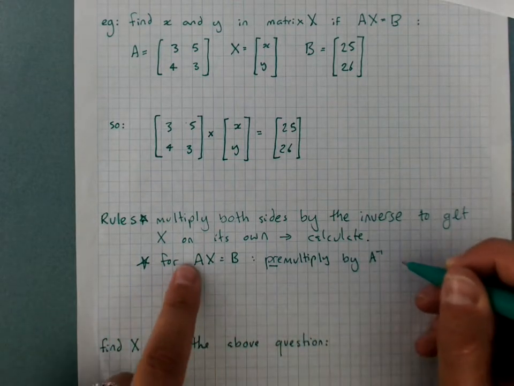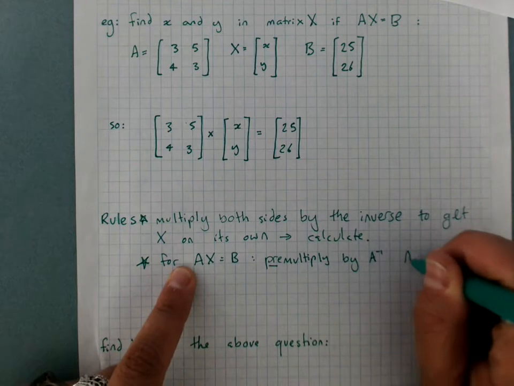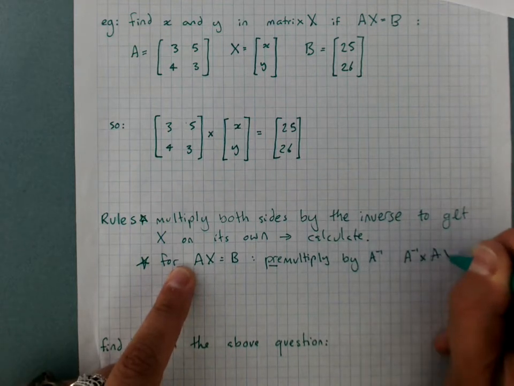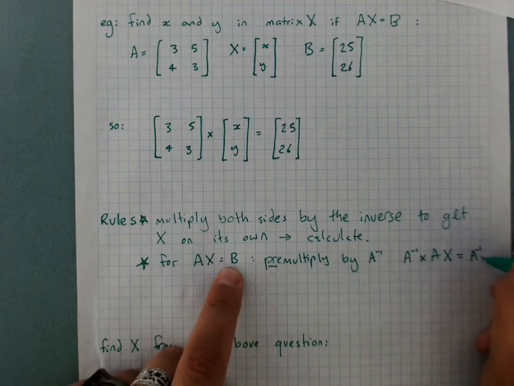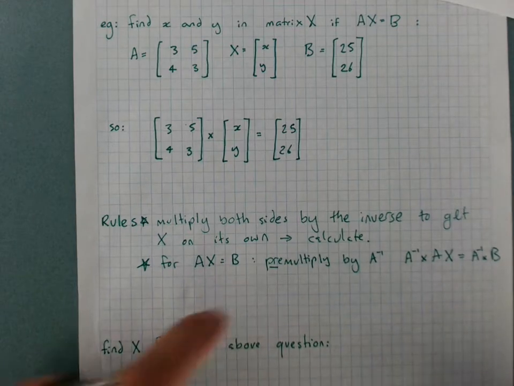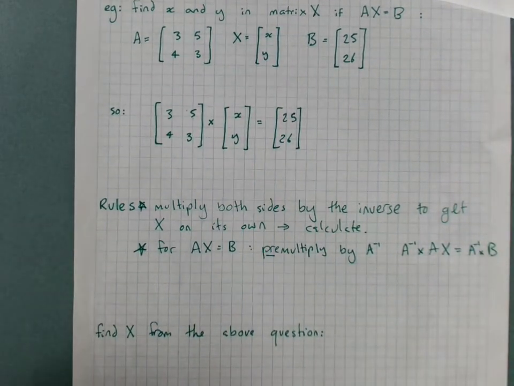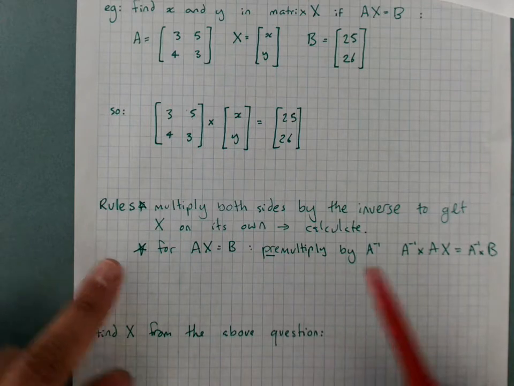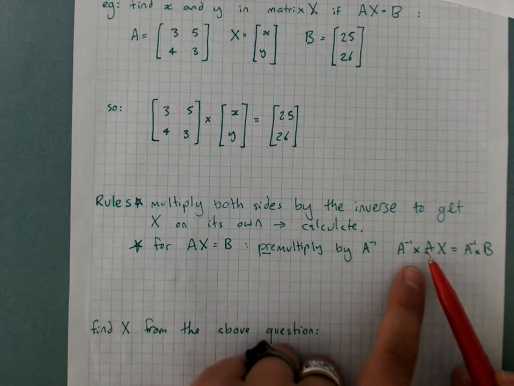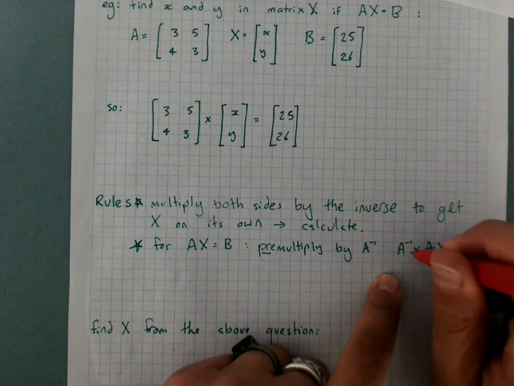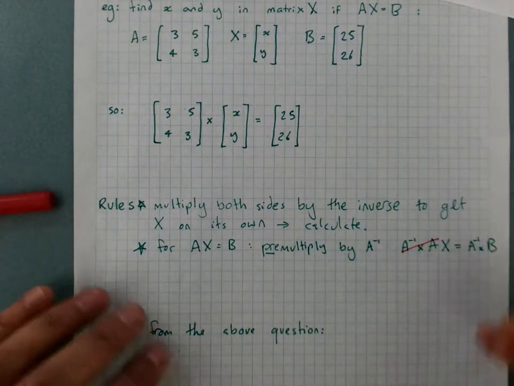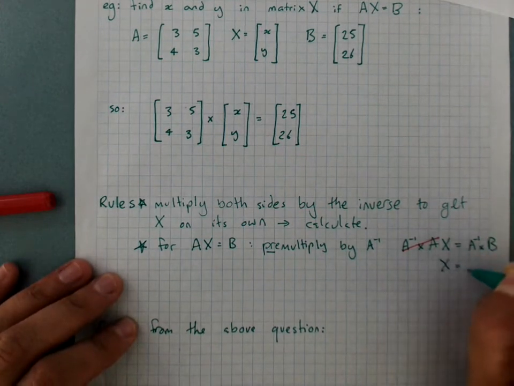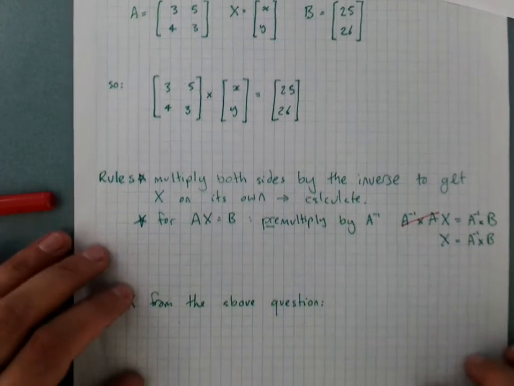That means it's going to go in front of the A here, inverse A times AX equals, and in front of the B, inverse A times B. I'll go through how to do this. These are the rules. Inverse A times A cancels out to the identity matrix, which is just I. It goes away. And so we'll get X by calculating inverse A times B, which we'll do in our graphics calculator.